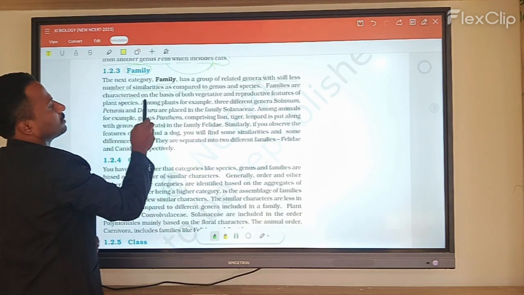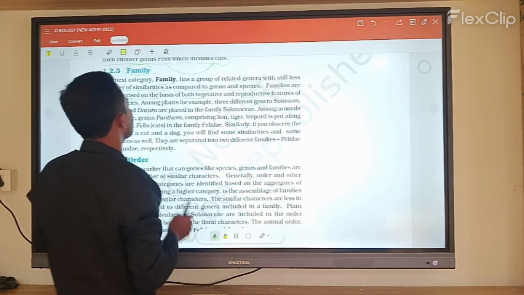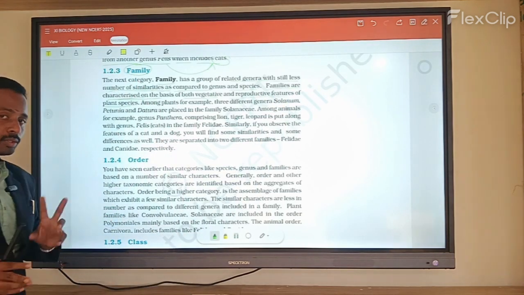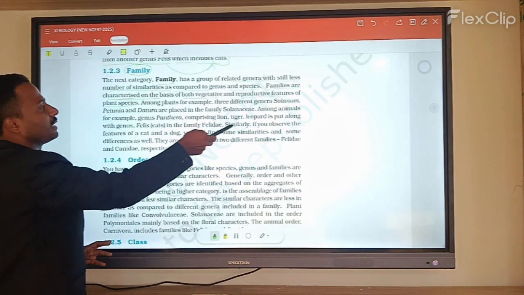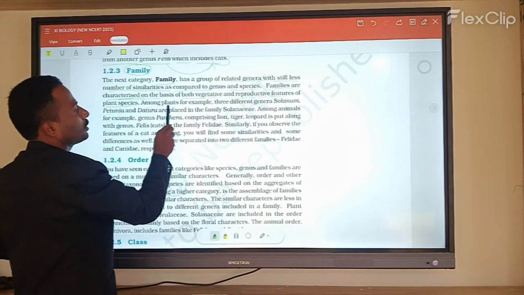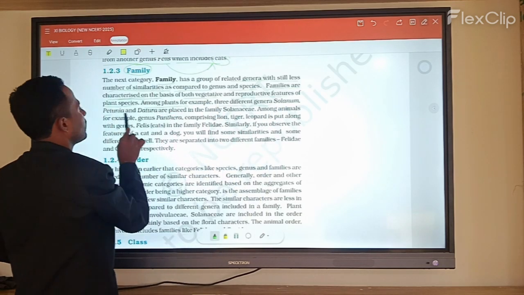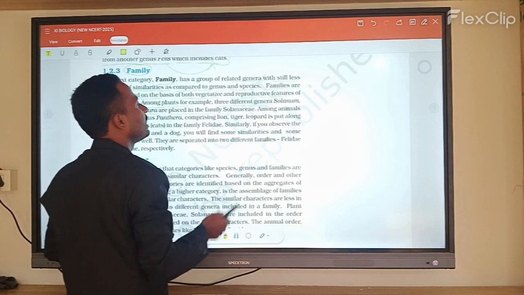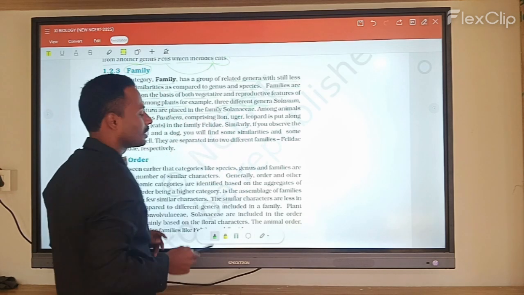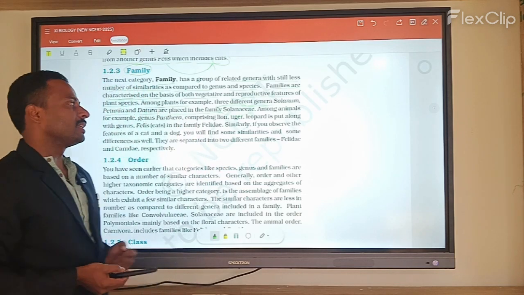Families are characterized on the basis of both the vegetative and reproductive features of any plant species. They have two types of characters: vegetative and reproductive. Among plants, the example given is three different genera, Solanum, Petunia, Datura, placed in a family. What? Solanaceae. So all the related species we keep in one family, that is Solanaceae.